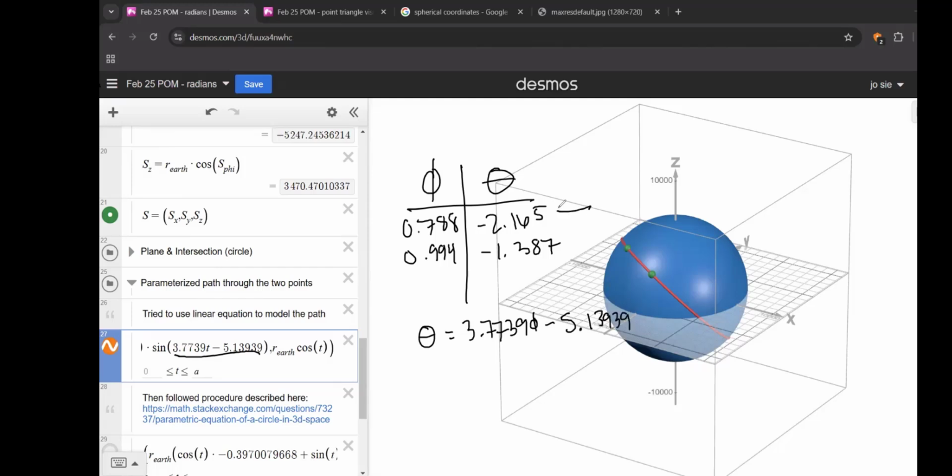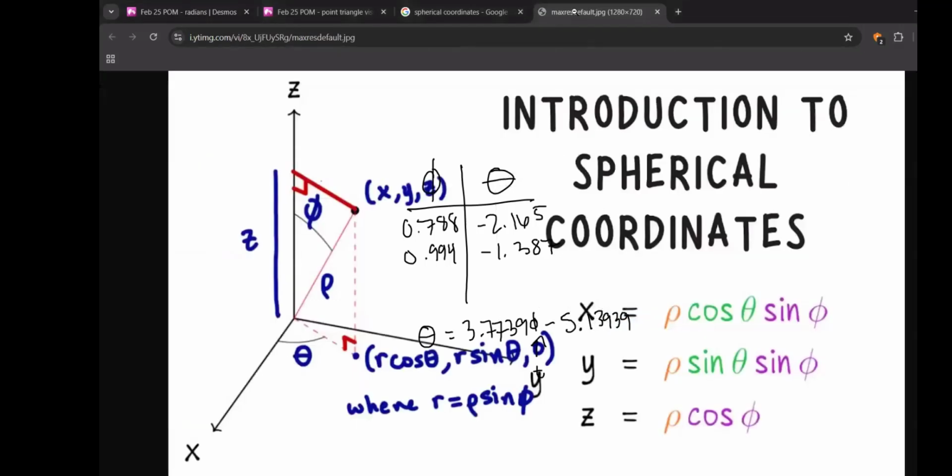5.13939. And even though I wrote rounded numbers here, I did use the full numbers when I was finding this equation of the line. I was just too lazy to write them just now. So I found this relationship and I decided, okay, we're going to call phi t. So wherever I saw phi in my spherical coordinates formula, I replaced that with t, and wherever I saw theta, I replaced it with my new formula for theta.